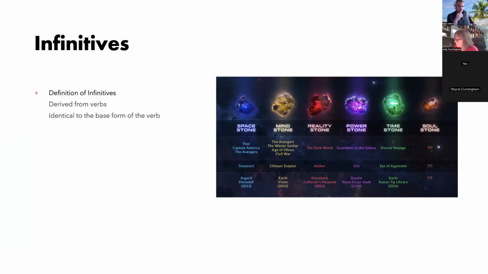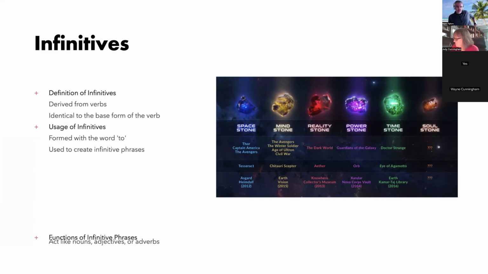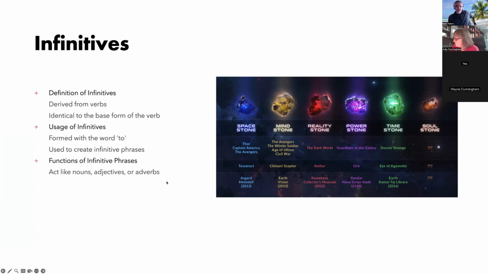Infinitives, right? So infinitives are these kind of oddball things. They're derived from verbs and they're identical to the base form of words, but we form them with the word to. So they create infinitive phrases. So they basically act like nouns, adjectives, or adverbs.